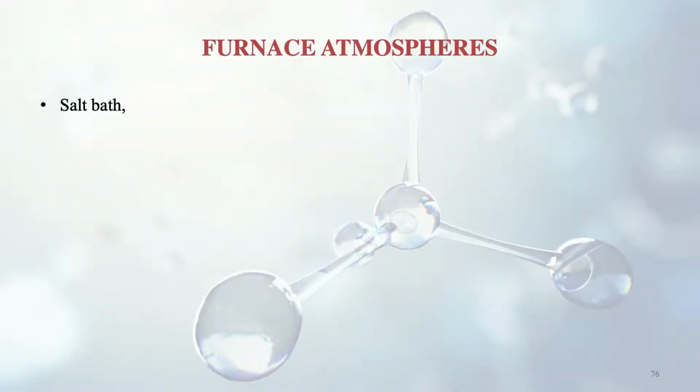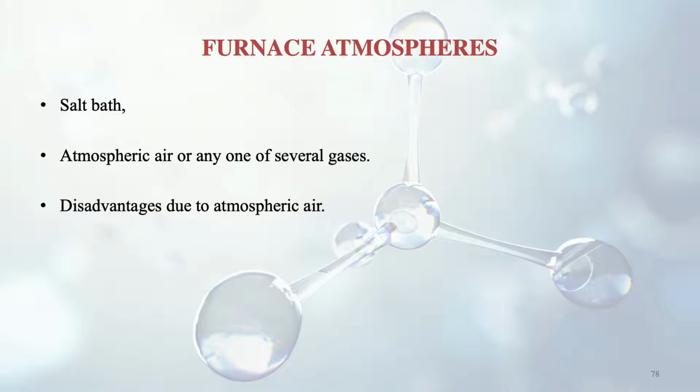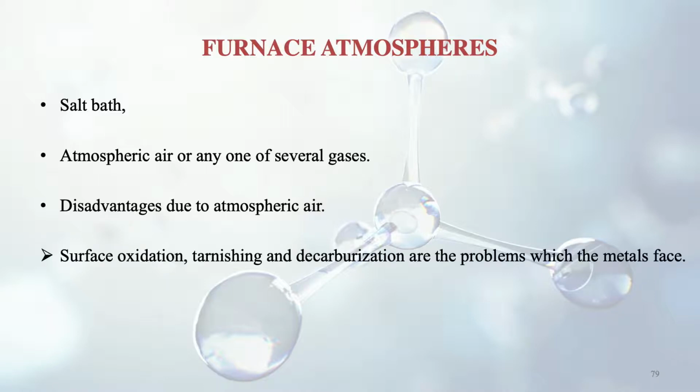Now we discuss the furnace atmospheres. Earlier we discussed the heating elements and how heating takes place and what we require. Now what should be the atmosphere of the furnace? This thing we will discuss. So there are two types given here: salt bath, and the atmospheric air or any of the several gases. The disadvantage of atmospheric air is that surface oxidation can take place, and tarnishing and decarburization can also take place. So our purpose of surface hardening will not be met.